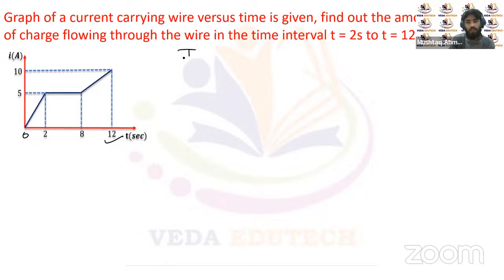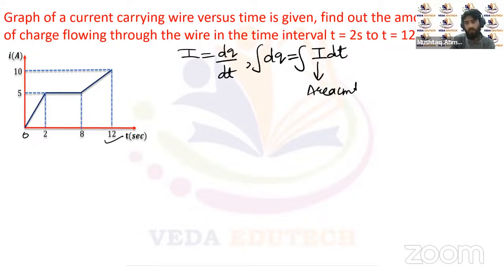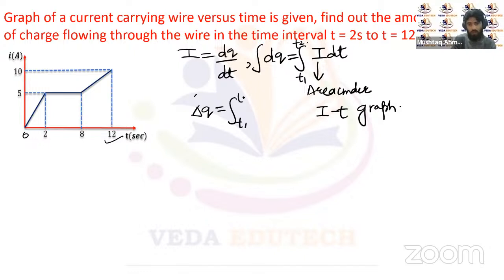So we know that instantaneous current is equal to dq by dt, or you can write this as dq equals i dt. If we integrate it on both sides, this is nothing but the area under the current time graph. It means that the charge flow between the time interval t1 to t2 will be given by the area under this curve between t1 and t2. So delta q will be the integral from t1 to t2 of i dt, right?